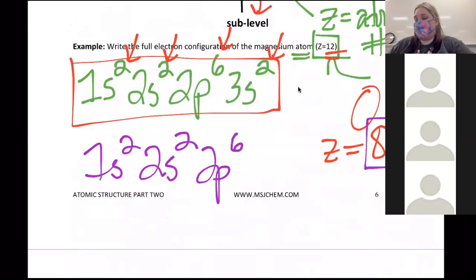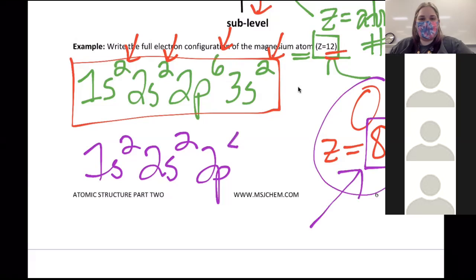So we're trying to do oxygen. So oxygen, and I told you the atomic number, if I look it up on the periodic table, it's 8. So do we need 6 in there or do we need less than 6? What do we need in there? We only need 4. Okay.